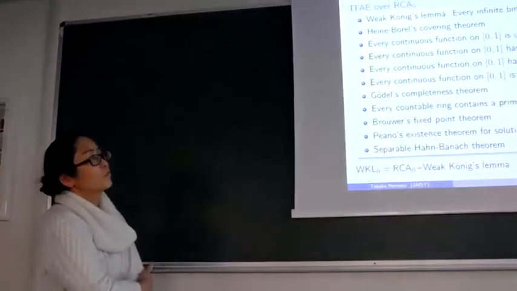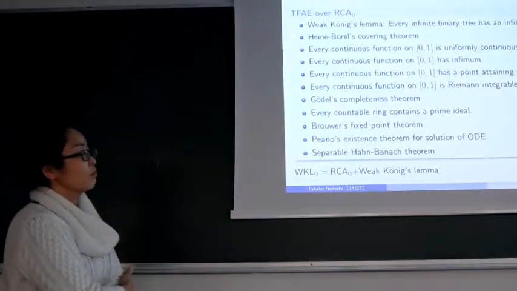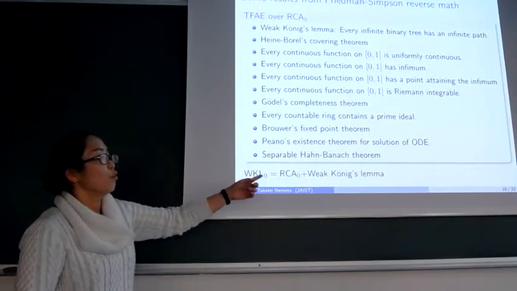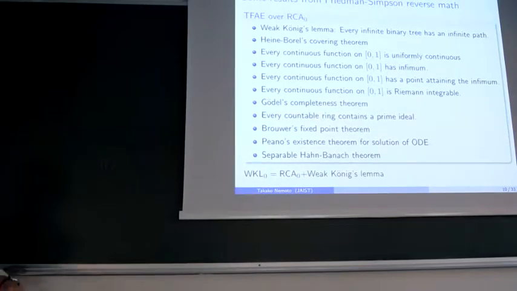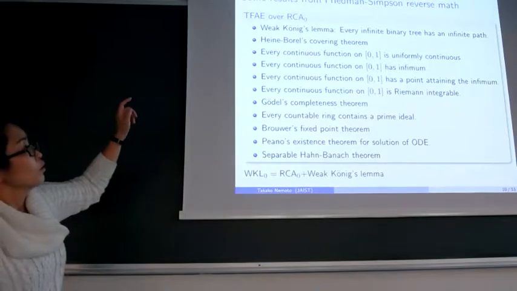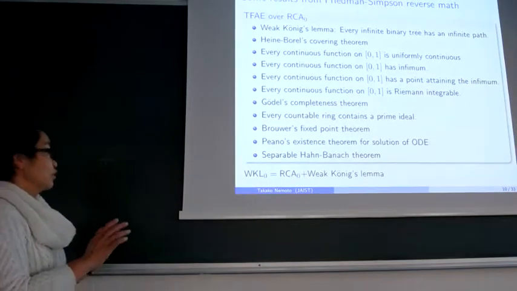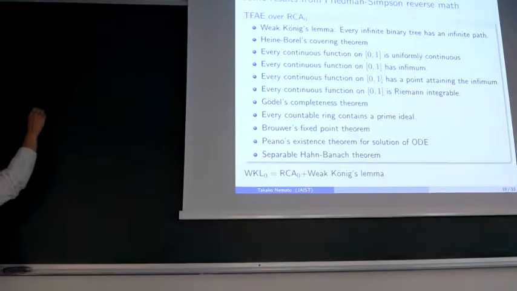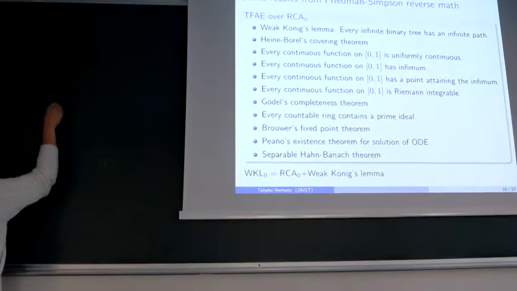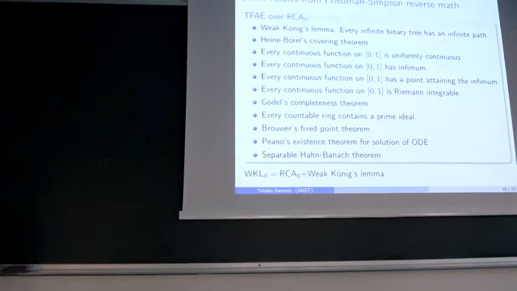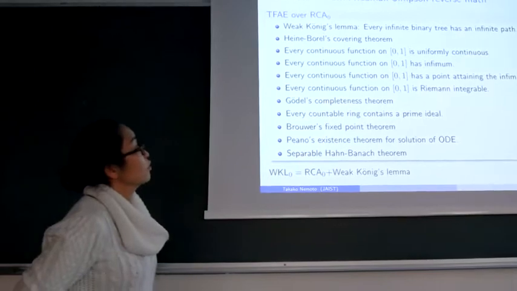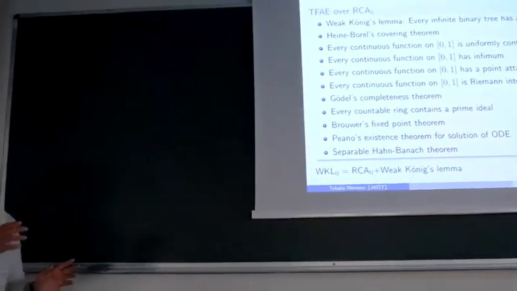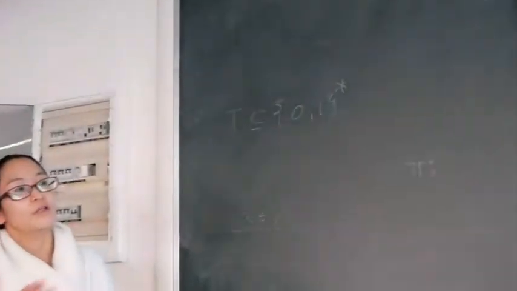Another famous system of reverse mathematics is WKL0. That consists of RCA0 plus weak Konig's lemma. What is weak Konig's lemma? That is Konig's lemma, but for binary trees. That means a tree consisting of binary sequences, closed under restriction. So every infinite binary tree, that means every tree which has arbitrarily long branches, has an infinite path.